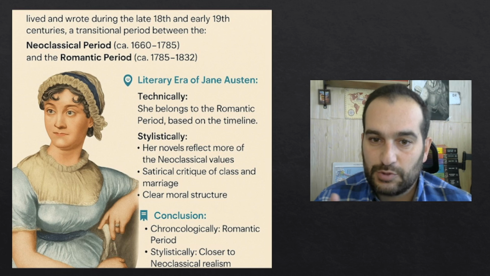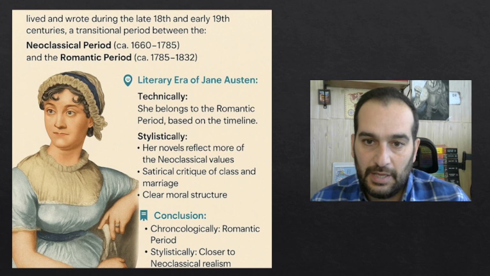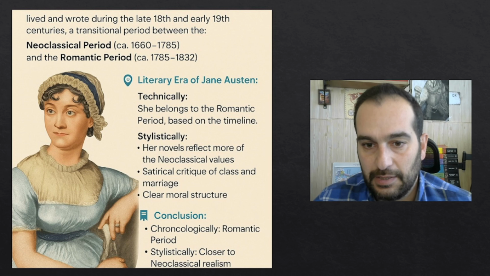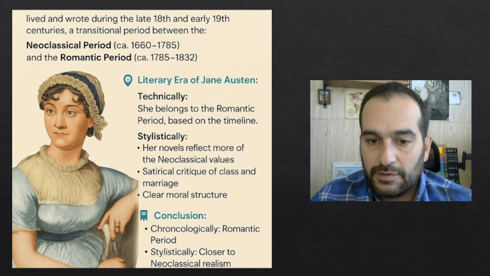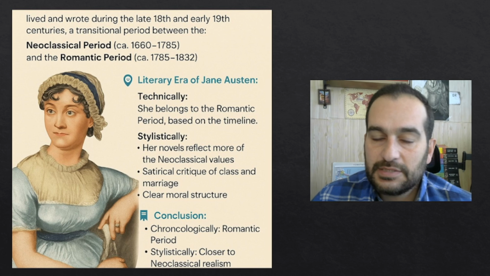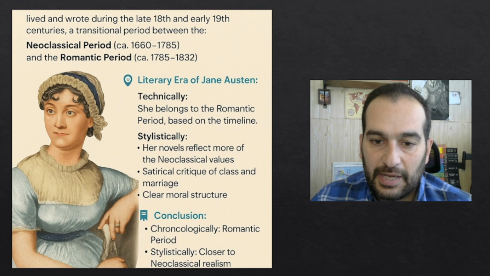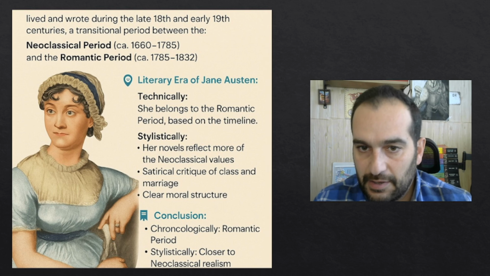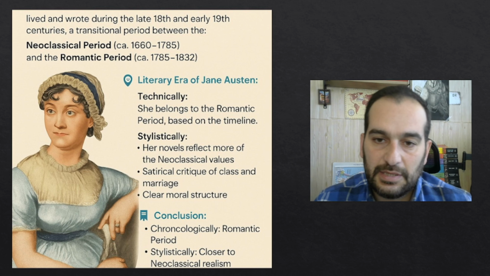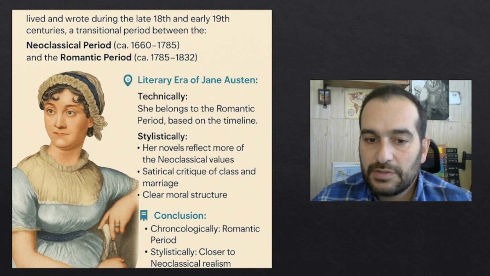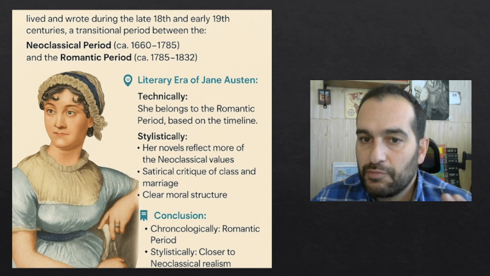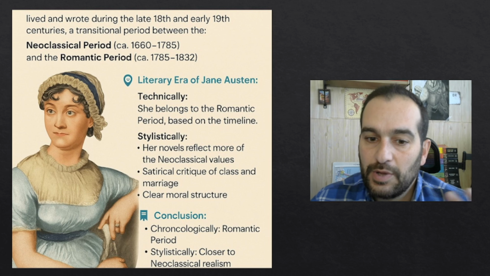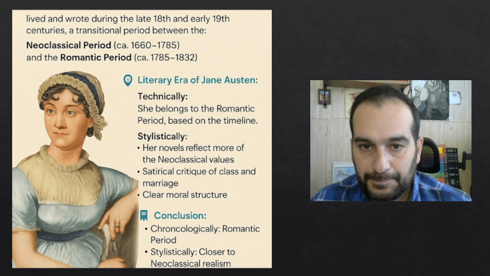She combines the style of the Neoclassical with the themes of the Romantic period. She focuses on order, social manners, and moral clarity, and she is often seen as part of the Regency era. We'll talk about it later in this video. So she is considered a bridge between Neoclassicism and Romanticism with her irony and realism.